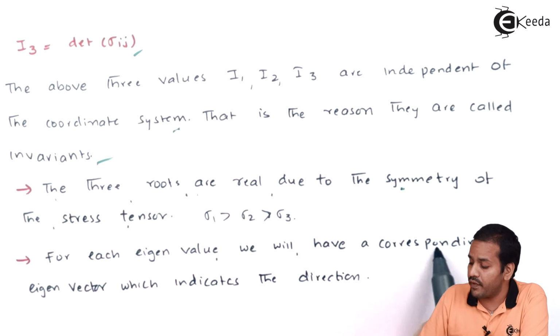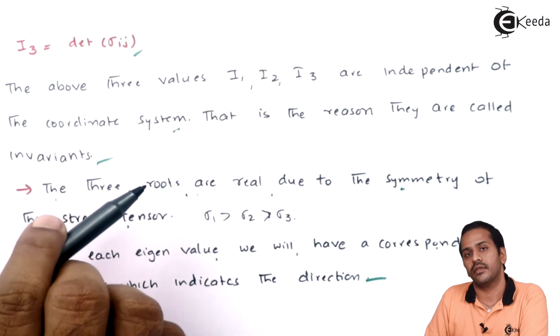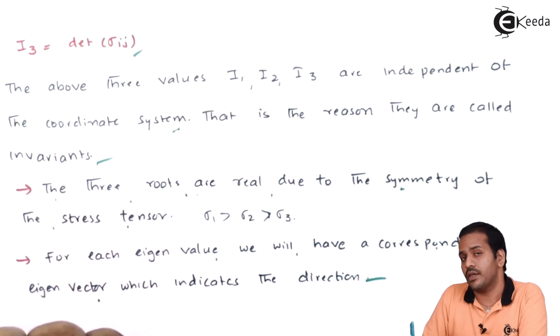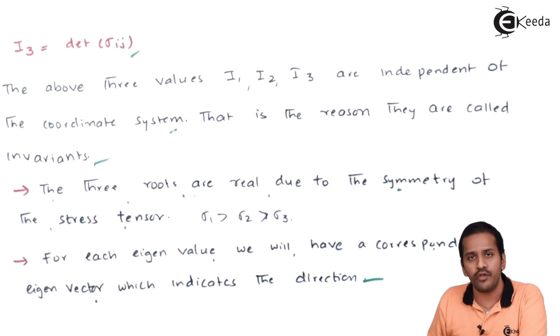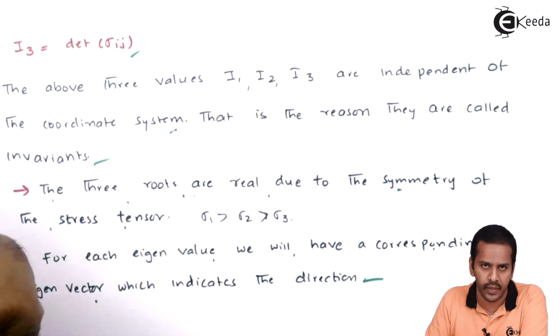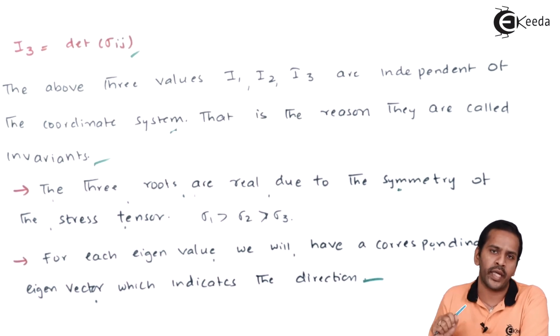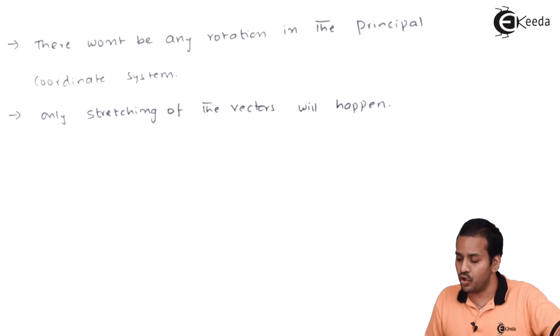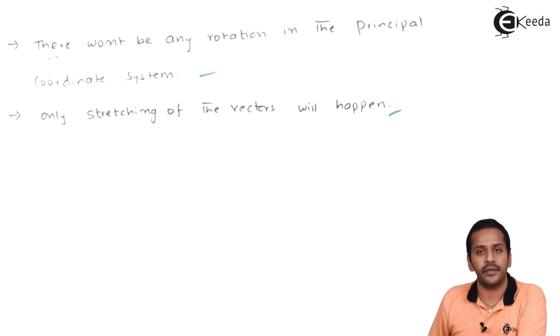For each eigenvalue, we will have a corresponding eigenvector which indicates the direction in which this principal value is happening. So we are having three principal values, and for each principal value you will have some particular direction. That direction is called the eigenvector. So how can you find the eigenvector? You will get the eigenvalues, then substitute each value in the particular equations. Then the resulting n1, n2, n3 will give the components of that particular direction of the lambda. Another feature is that there won't be any rotation in the principal coordinate system, only stretching of the vectors will happen. These are the features of the principal coordinate system which will be very helpful for us.